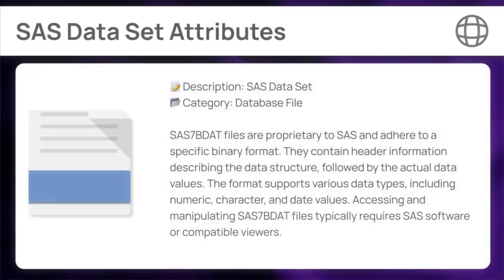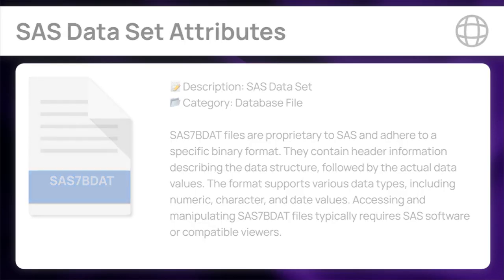SA7BDAT files are proprietary to SAS and adhere to a specific binary format. They contain header information describing the data structure, followed by the actual data values. The format supports various data types, including numeric, character, and date values. Accessing and manipulating SA7BDAT files typically requires SAS software or compatible viewers.